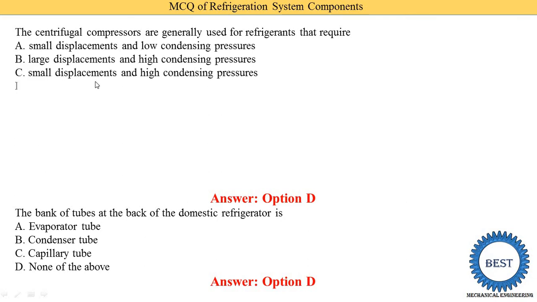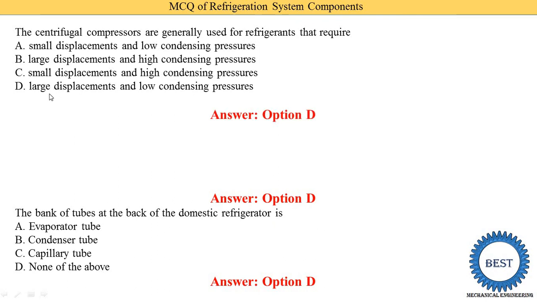Next, the centrifugal compressors are generally used for refrigerants that require... a different option is given. These questions you already studied in fluid power engineering. Generally, the centrifugal compressor is used for low condensing temperatures and large displacements, and the reciprocating compressor is used for higher pressures and low quantity of refrigerant. A similar concept is applied here. So option D is the correct answer, that is large displacement. When there is a large displacement, it provides a large quantity of refrigerant at low condensing pressure, which you already studied in fluid power engineering.